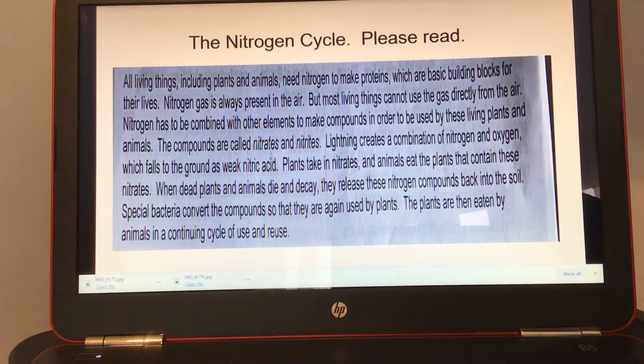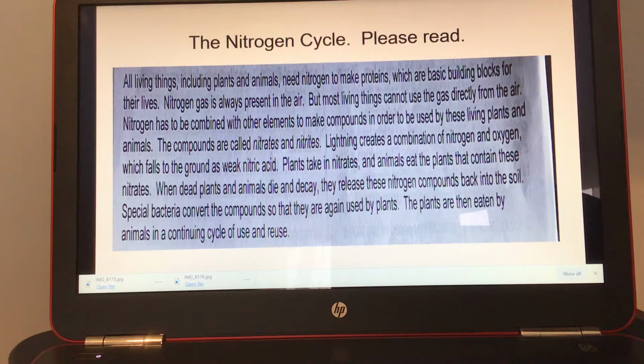Nitrogen gas is always present in the air, but most living things cannot use the gas directly from the air. Nitrogen has to be combined with other elements to make compounds in order to be used by these living plants and animals. The compounds are called nitrates and nitrites.